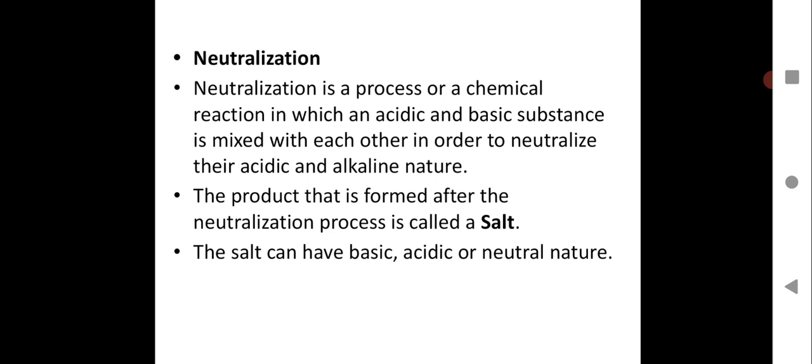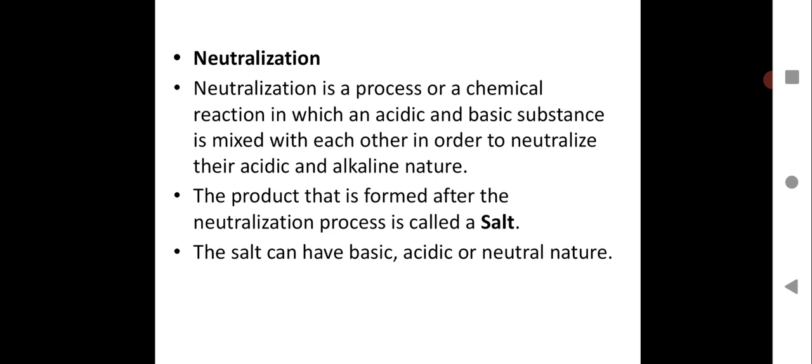The salt can have basic, acidic or neutral nature, depending upon the strength of the acid and base. When you are completely neutralizing the acidic and the basic effect, when you take a strong acid and a strong base, the salt formed will always be neutral. But if you take a strong acid and a weak base and combine them, then you will get an acidic salt. If you take a weak acid and a strong base, then you will get a basic salt. So usually when you take a strong acid and a strong base, normally you get a neutral salt.